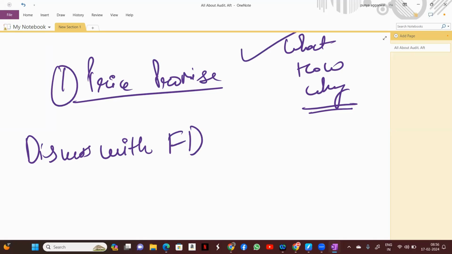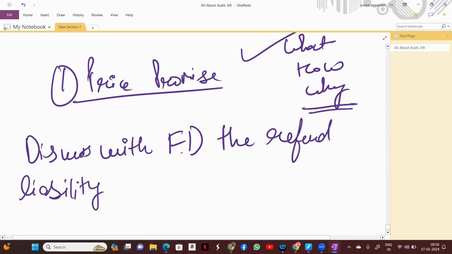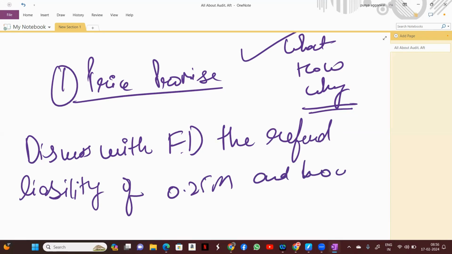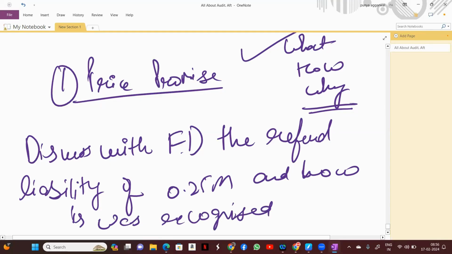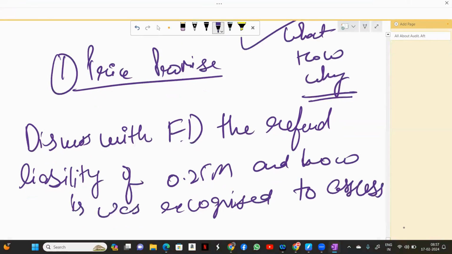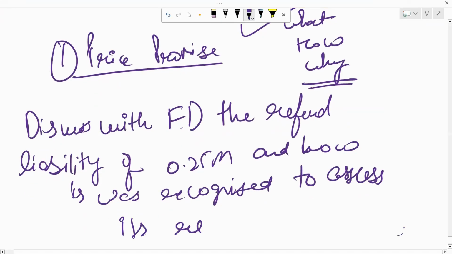You can discuss with the finance director the refund liability of 0.25 million, and how it was recognized, to assess its reasonableness.